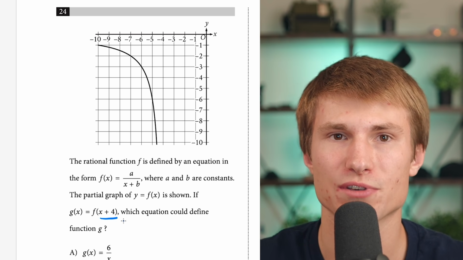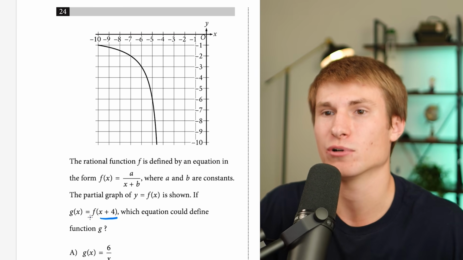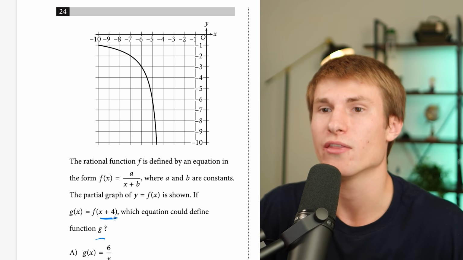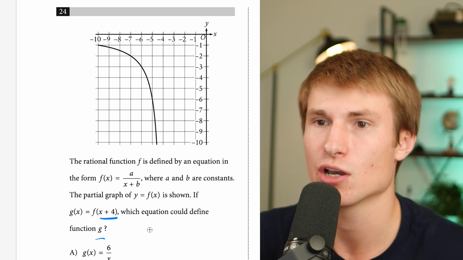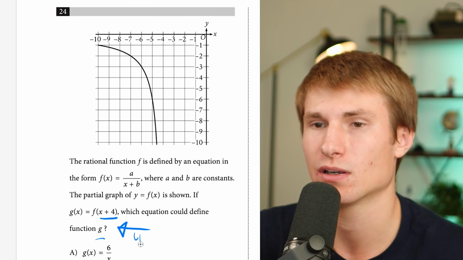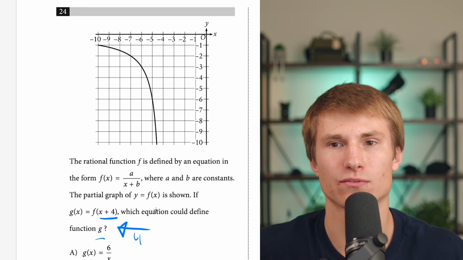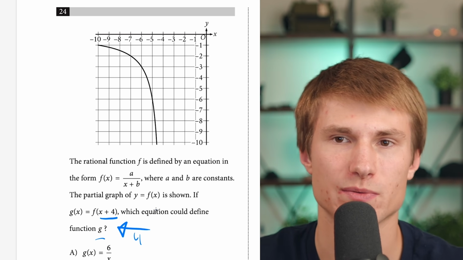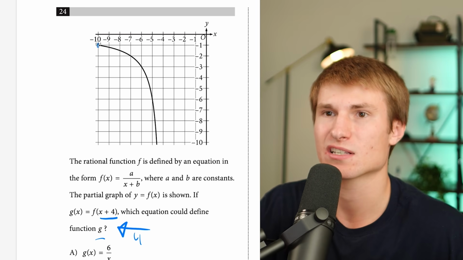The key thing to help you solve this quickly is to understand that when g of x is equal to f of x plus 4, that is a transformation of the graph of f of x to the left by 4 units. Now if it was x minus 4, it'd be a transformation to the right 4 units. But since we know it's a transformation to the left 4 units, this is going to make this question a lot easier.